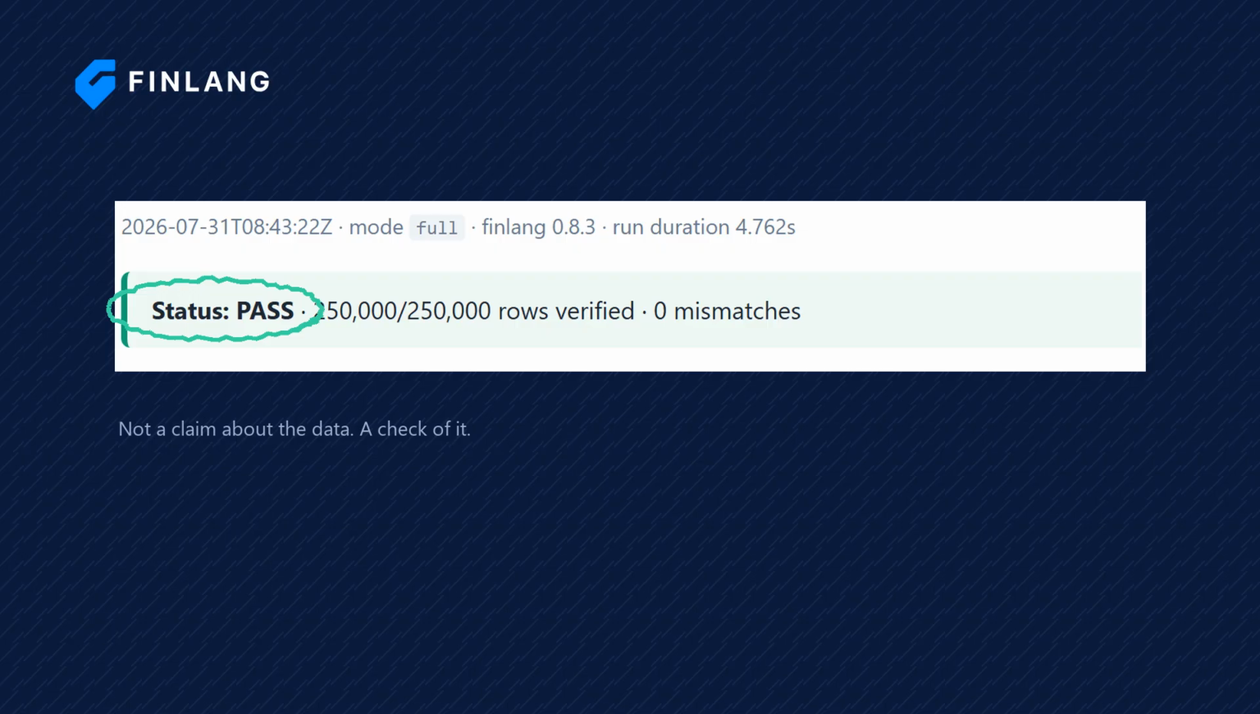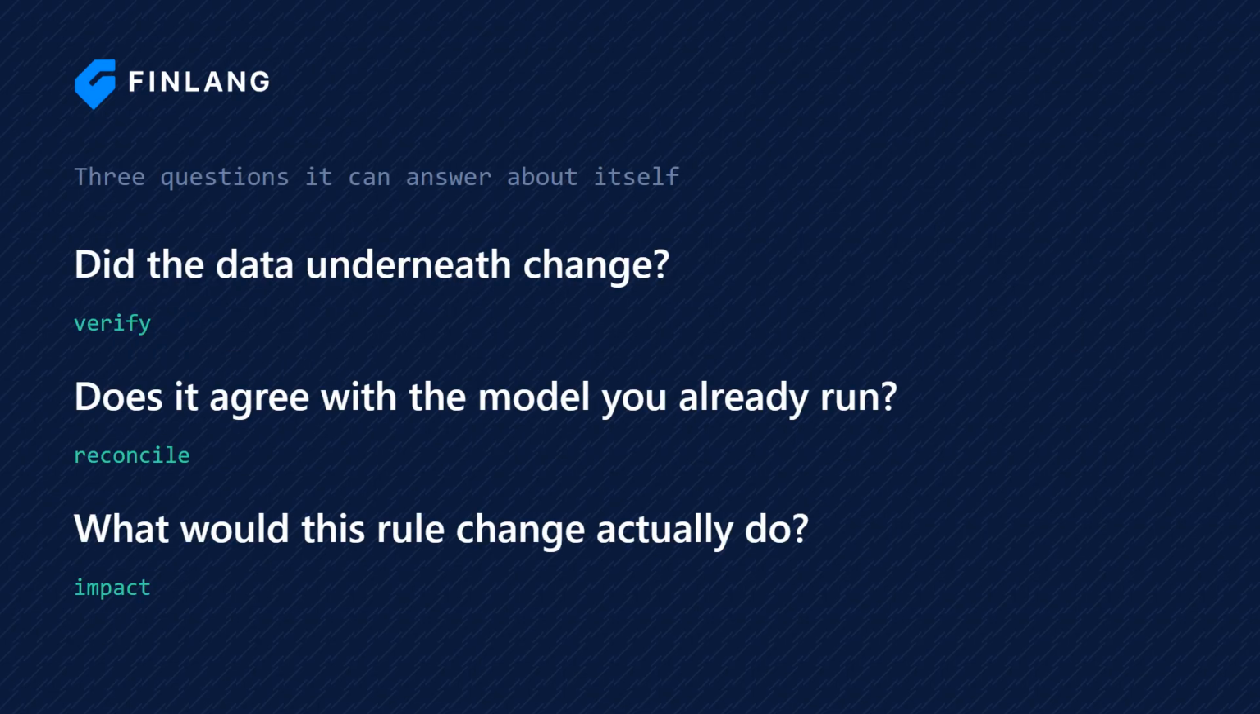Whether the data underneath was altered. How its answers compare, row by row, against whatever model you already run. What a rule change does, before you make it.